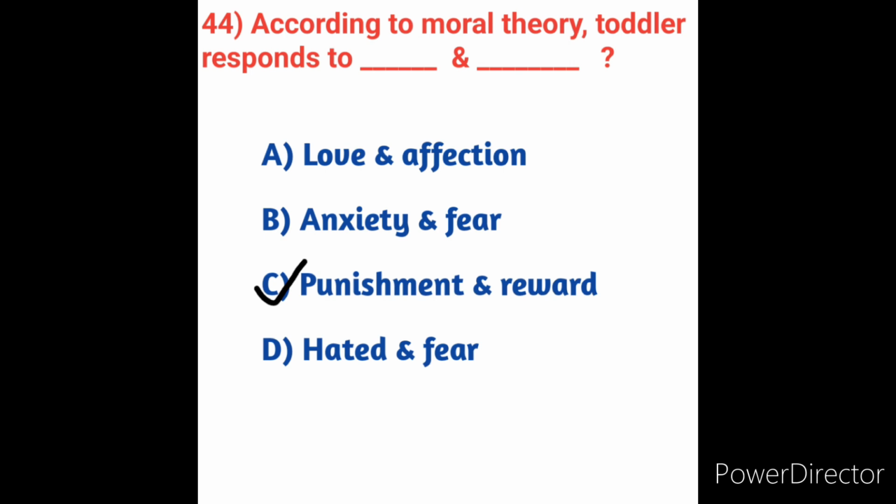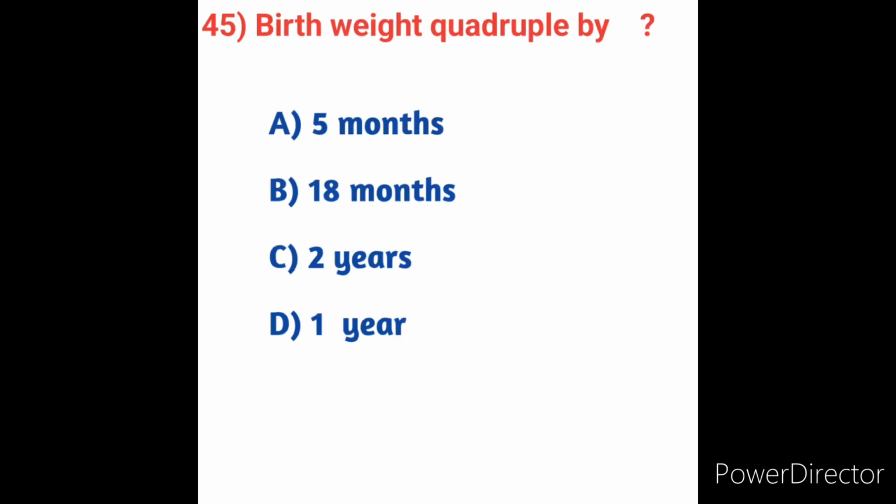Next we will move on to question number 45. The birth weight will quadruple by which age? We will see the options. Option A, 5 months, option B, 18 months, option C, 2 years, option D, 1 year. Here quadruple means not double, not triple, but 4 times the birth weight. We will see what is the quadruple age from the options.